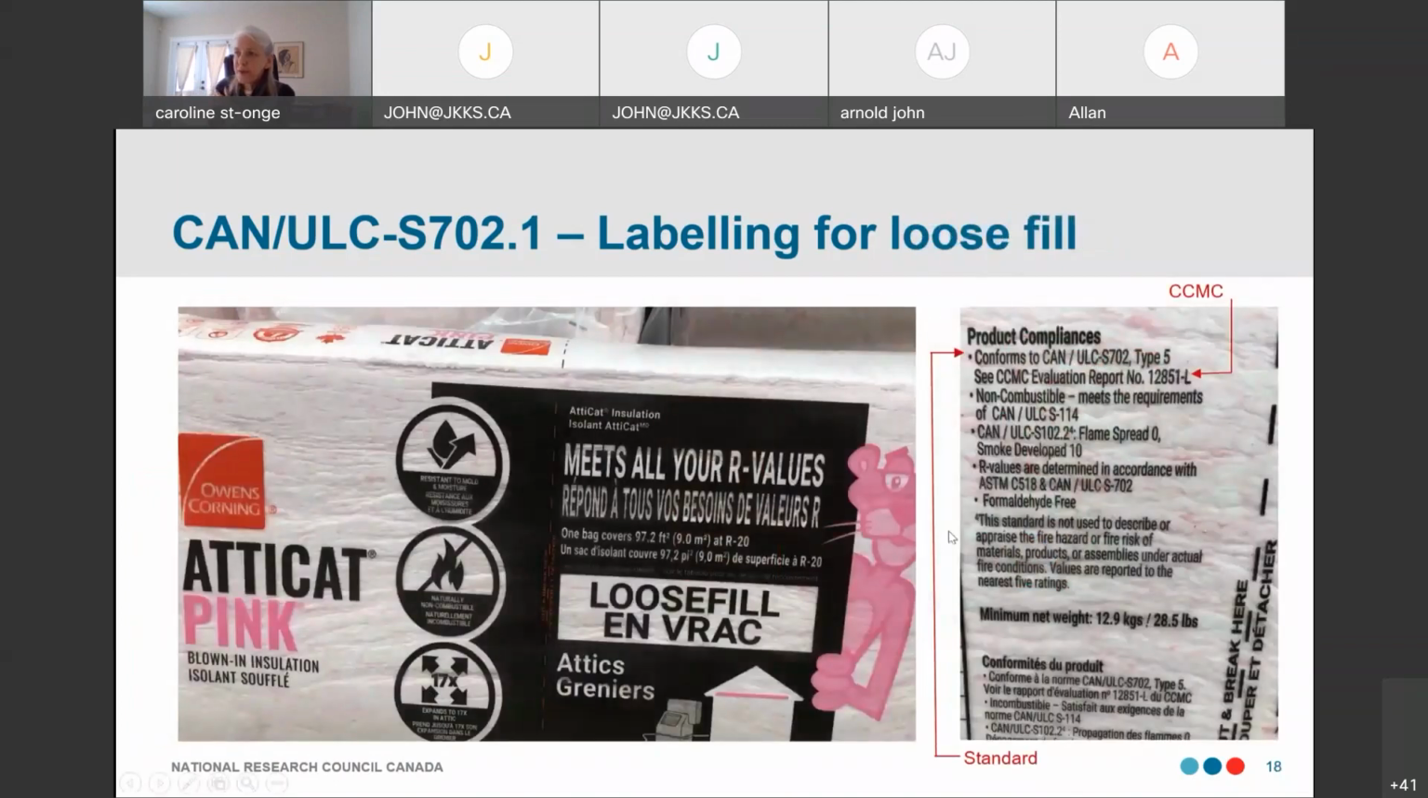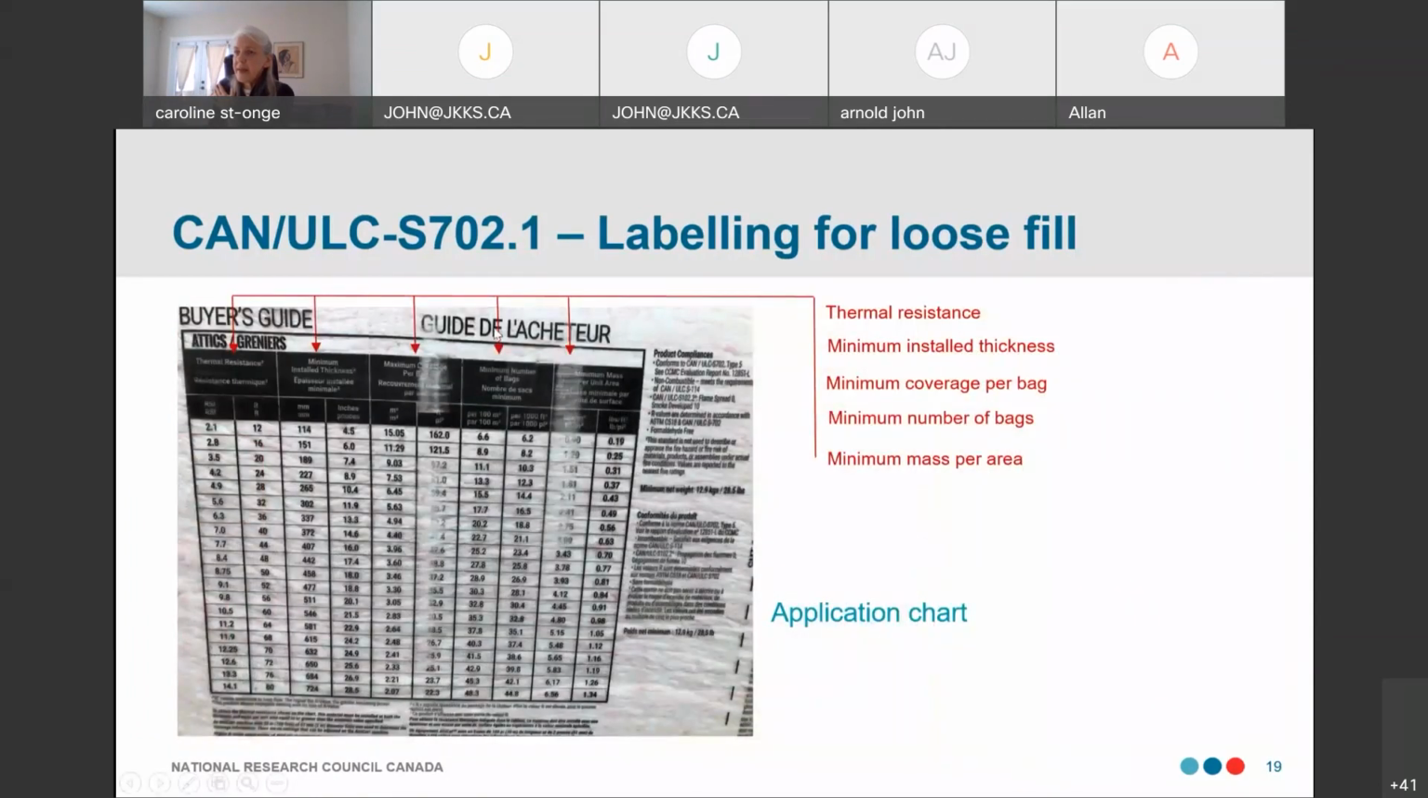This is the label for loose fill, and again, they are showing the standard with the type, which is good information, and at the end, they have to show as well the application chart, which is required by the standard. If you don't see the standard identification on a product, then you may ask yourself, was it assessed? Was it evaluated by a certification body or another evaluation body?